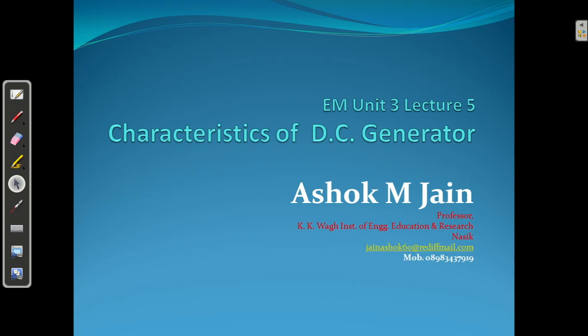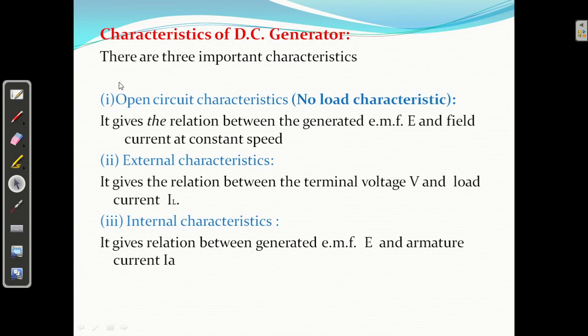Jain. In this lecture, I am going to discuss the characteristics of DC generator. Actually, whenever you are going to use the DC generator, you must know the characteristic. You must know the characteristic means you must know the behavior of a particular generator, how it behaves. Okay, so we must know it. So I am going to discuss the characteristics of DC generator.